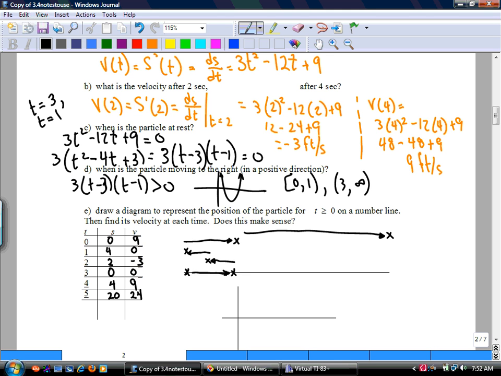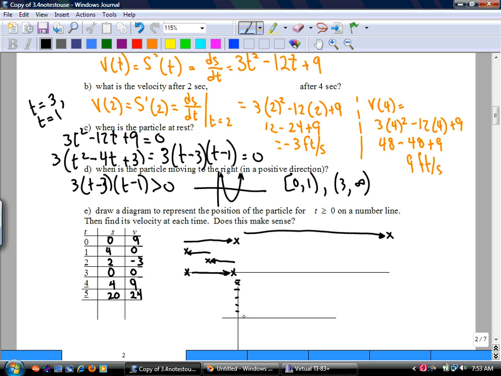Find its velocity each time. Okay, now on the other graph, we're going to do our velocity time graph. So at time t equals 0, we have a velocity of 9. Where are we going to put 9? 2, 4, 6, 8, 10. So a velocity of 9 at t equals 0.